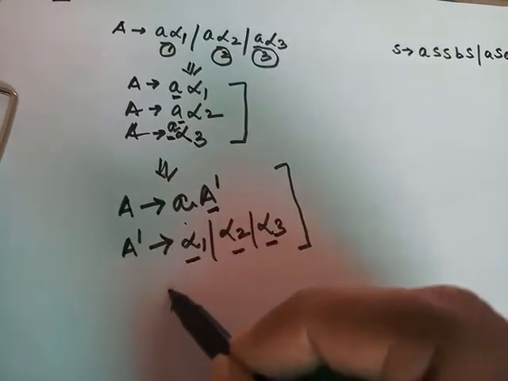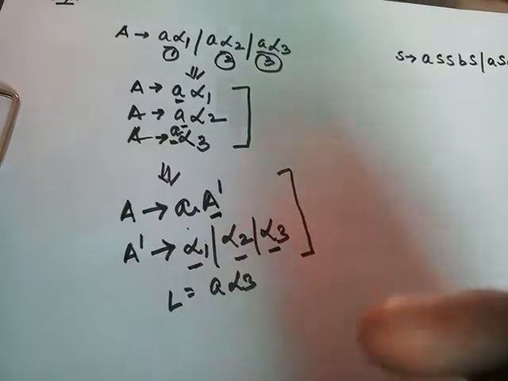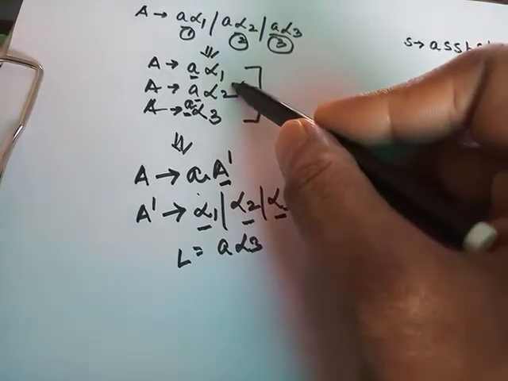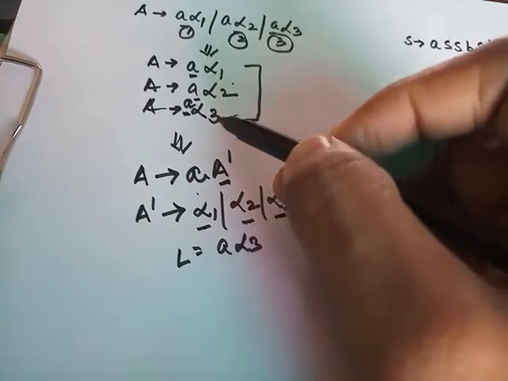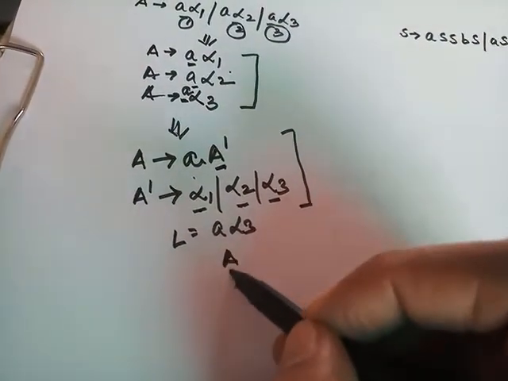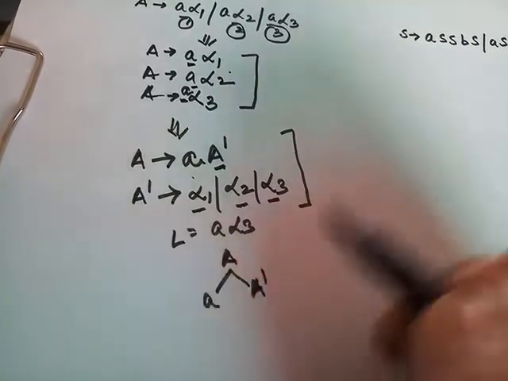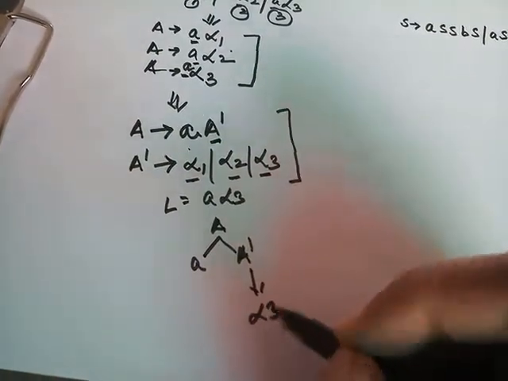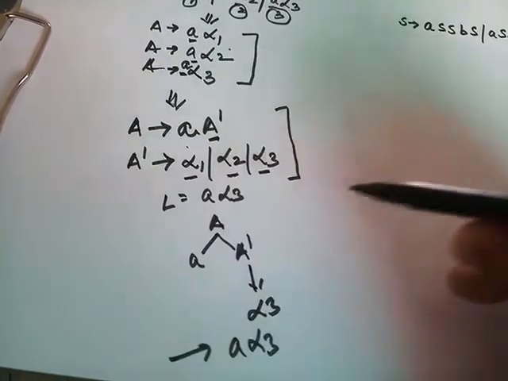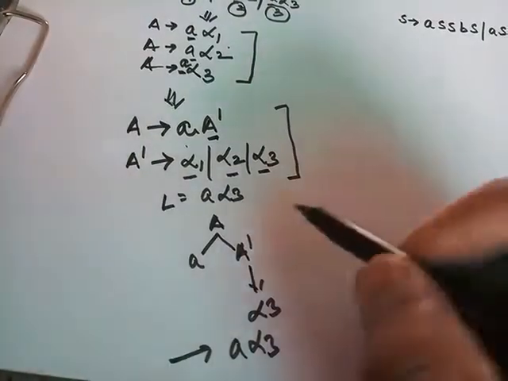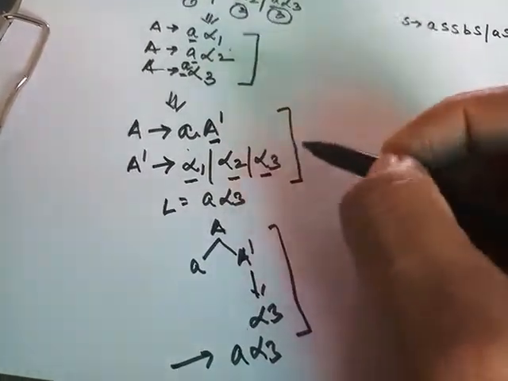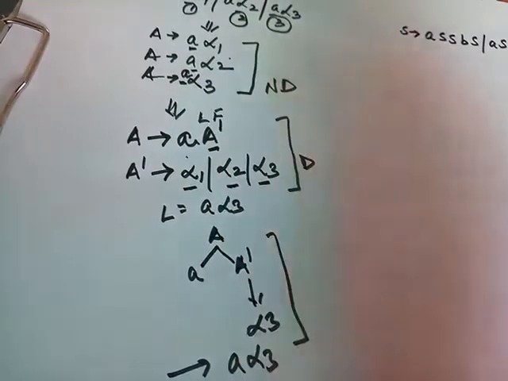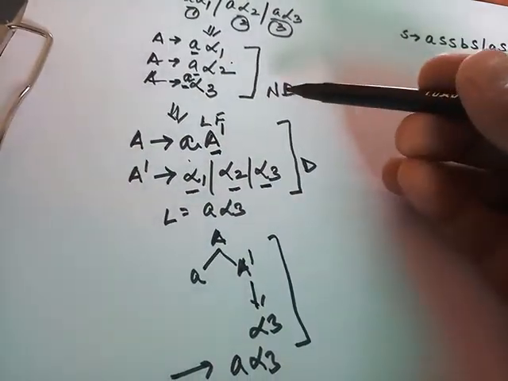For example, if I have to generate the string A alpha 3, according to the original grammar you have to first check production number 1, it's not good, alpha 1 is there, then alpha 2 and alpha 3. But in this case I will start from A, it will be A and A dash, and then from A dash you can directly generate alpha 3. So there is no backtracking. You can understand that there is no backtracking. This is the advantage of using a deterministic grammar. So this is your deterministic grammar and this is the non-deterministic grammar, and this process is called left factoring, which converts a non-deterministic grammar into a deterministic grammar.